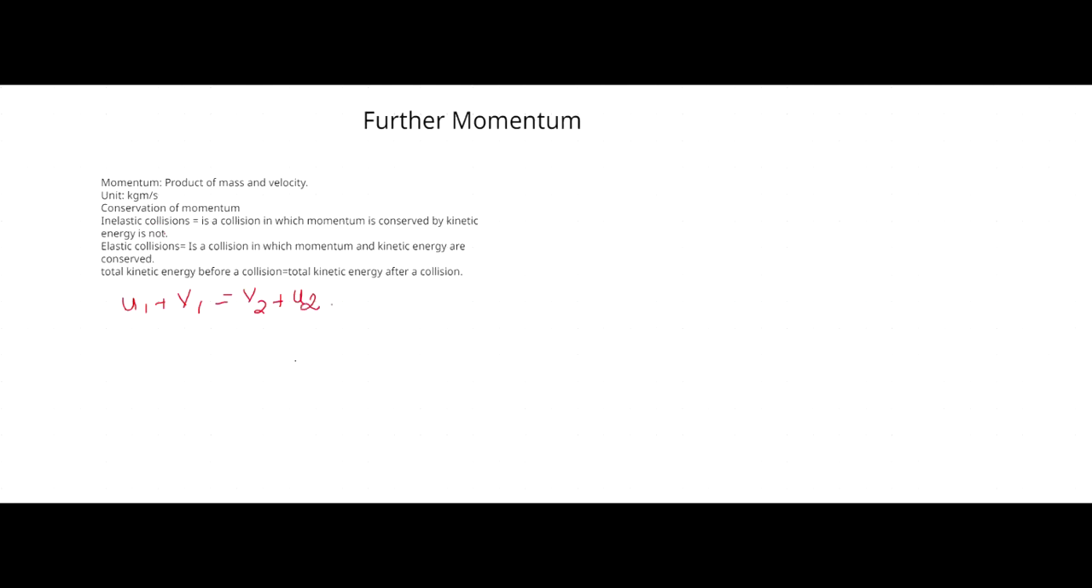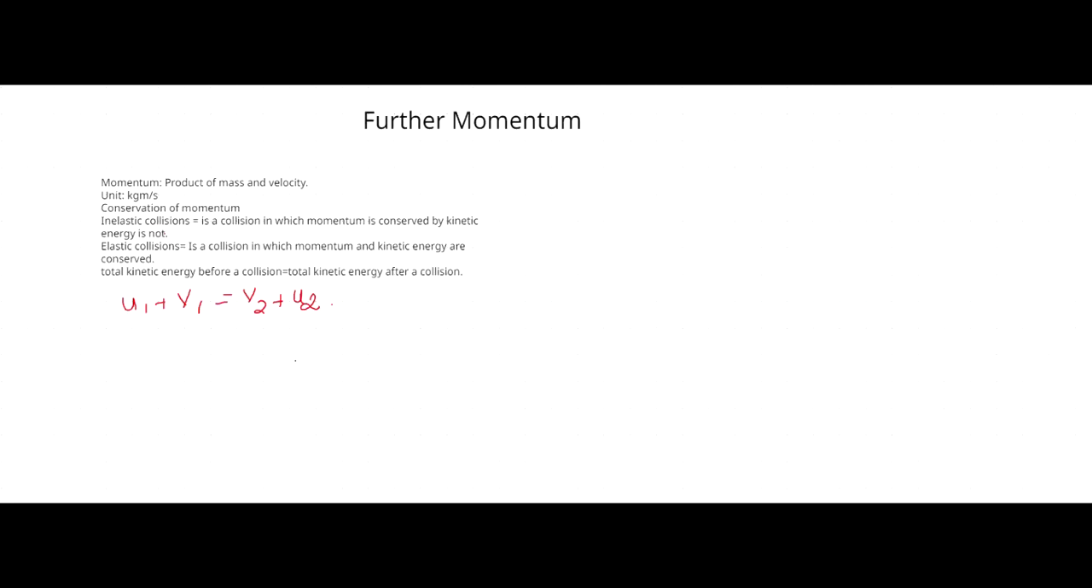If I sum up the initial velocity and the final velocity of particle number one, or object number one, and the initial velocity and the final velocity of particle number two, this should come out equal to each other in a perfectly elastic collision. If the collision is inelastic, these values are not going to come out accurately. You're not going to get the same answer.